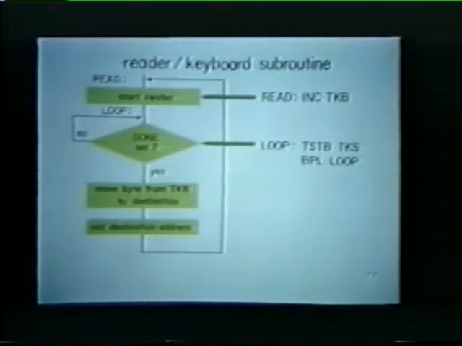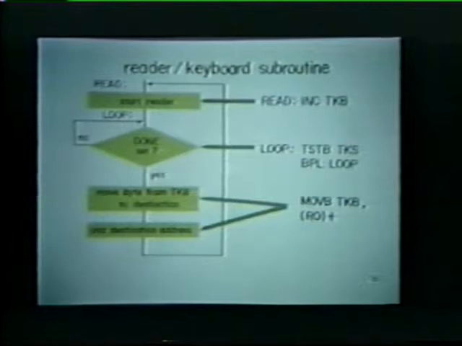and a branch if positive instruction until the done bit is set. As soon as it is set, indicating the data has been assembled in the TKB, we fall through to a move byte instruction. The move byte instruction transfers the byte to a memory location whose address is in GPR 0. Notice that the destination address in GPR 0 is auto-incremented.